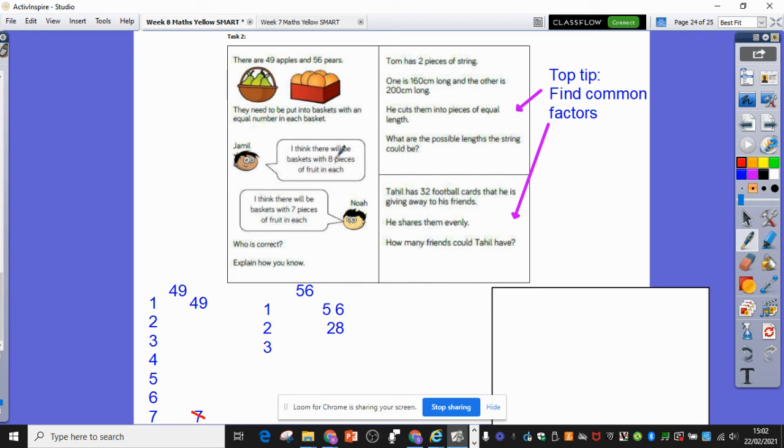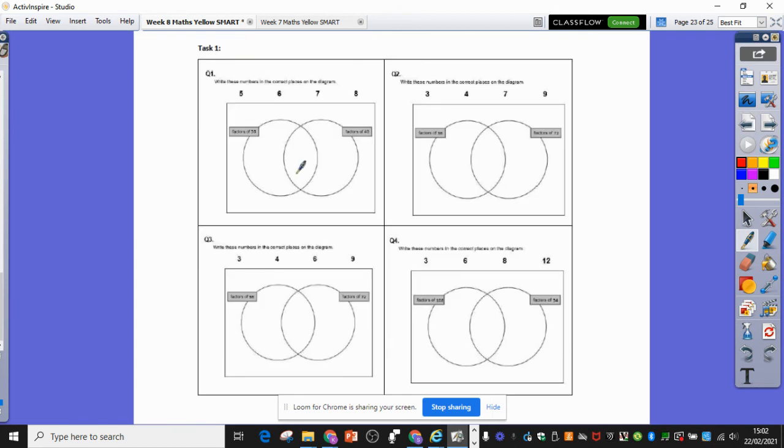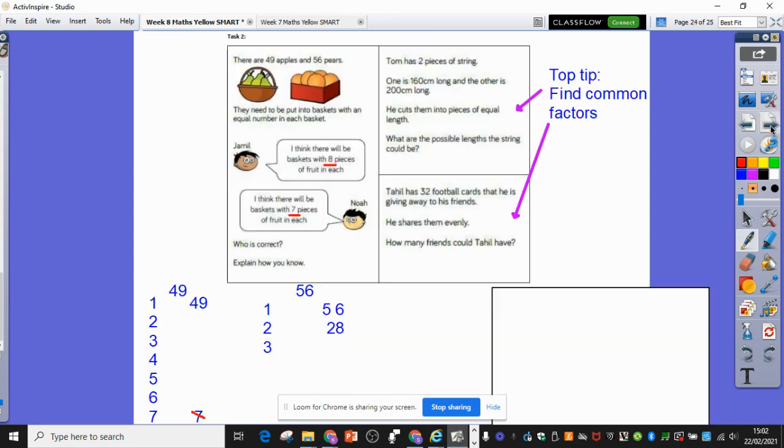Look at that. You're looking for 8 or 7. Who is correct? Explain how you know. Okay, so this is your key one here, 8 and 7. So give that one a go if you're up for a challenge, and then move on to these. But remember, your can I statement was just to see if you could complete a Venn. This is just an additional challenge for you.